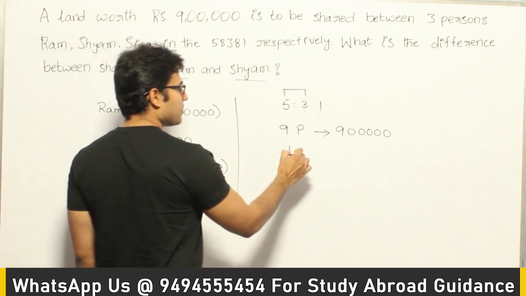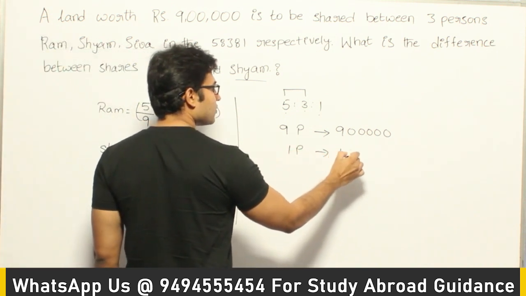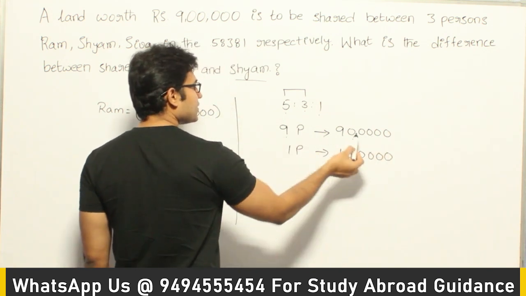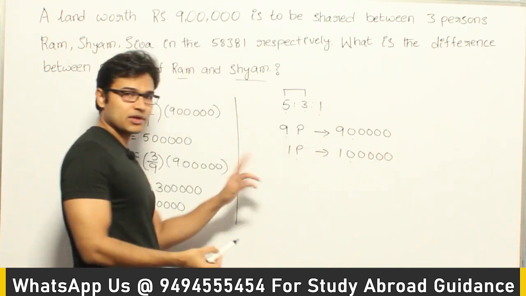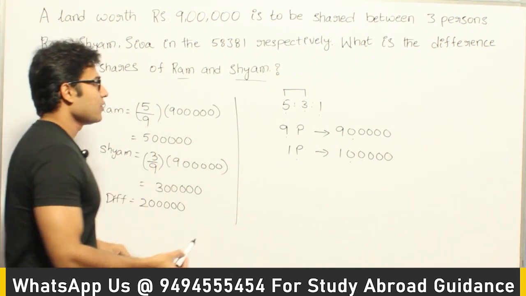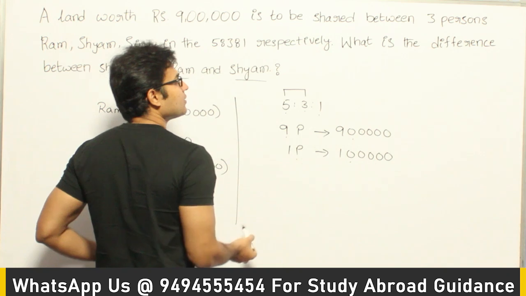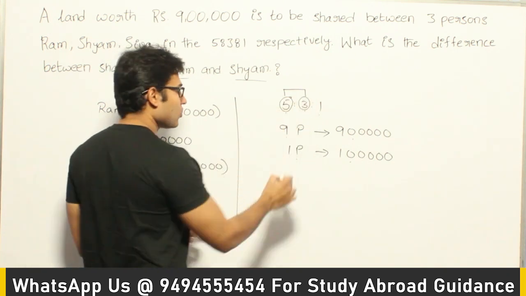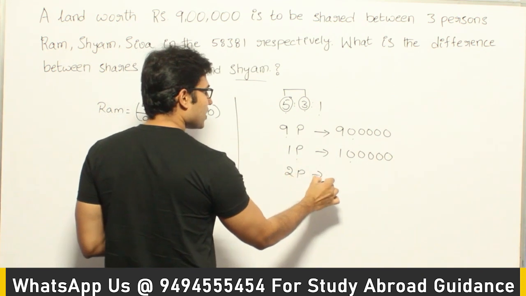Then what about one part? One part is equivalent to 1 lakh, isn't it? If 9 parts is 9 lakhs, then one part will be 1 lakh. Divide both sides by 9. Now you found out what one part is. Now the difference between these two is nothing but 2 parts, right? Therefore what will be the 2 parts? 2 parts is 2 lakhs.